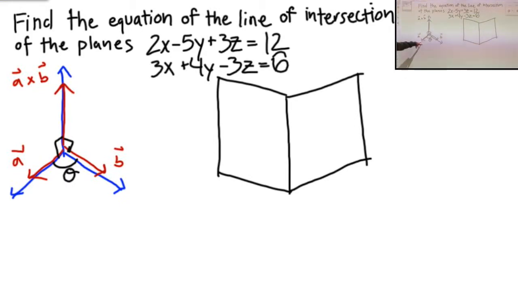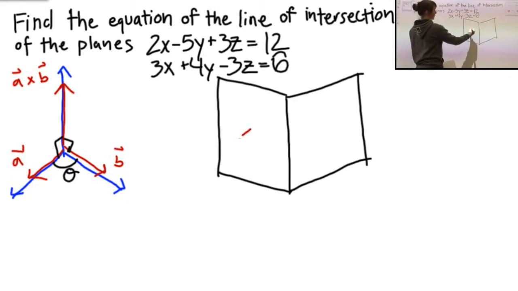If this is your vector A, and this is your vector B, the cross product of A and B is going to be upwards right here. So if we have our two planes, we want to find the cross product of the normal vectors when we find the line of intersection.